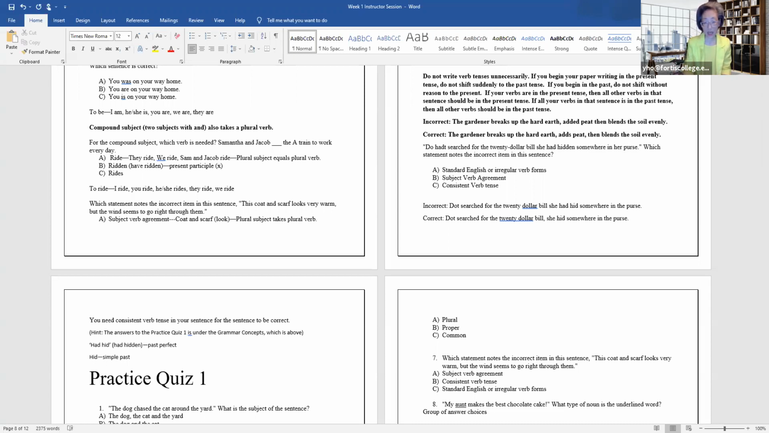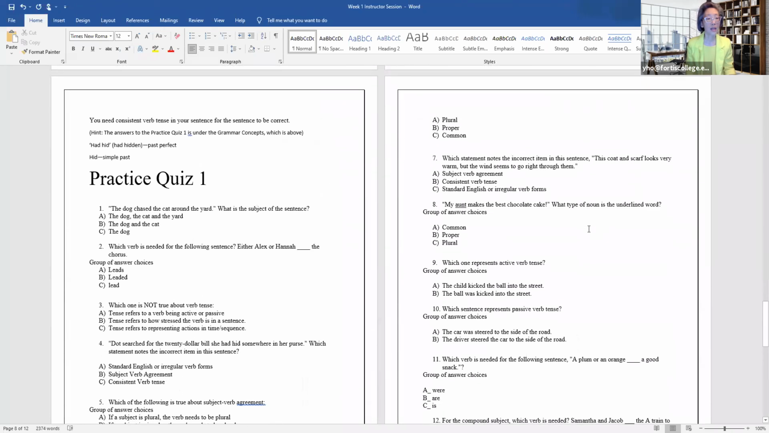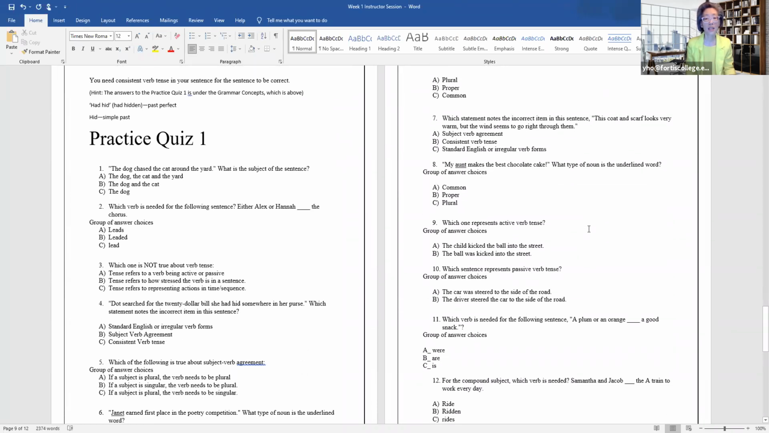So this sentence does not have consistent verb tense, and therefore the answer to this question, which statement notes the incorrect item in this sentence, is C. This sentence does not have consistent verb tense. Dot searched for the $20 bill, but she had hid somewhere in the purse. And here you have searched and hid. So you need consistent verb tense. And I believe that's it.